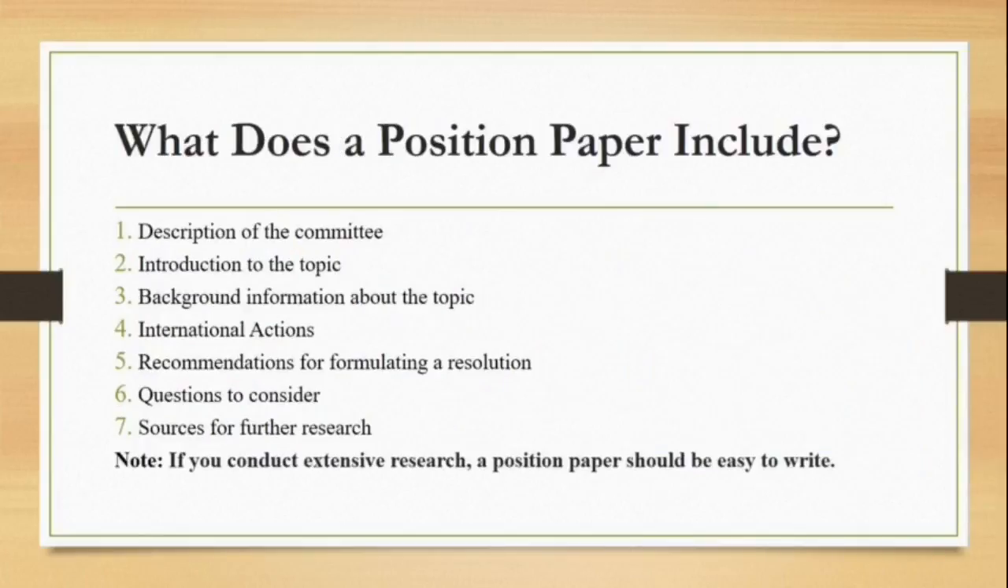What does a position paper include? It includes all of these 7 points: a description of the committee, introduction to the topic, background information about the topic, international action, the recommendation for formulating a resolution, questions to consider, and sources for further research. If you conduct extensive research, then your position paper should be very easy to write.